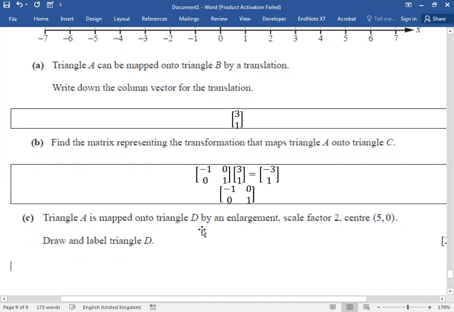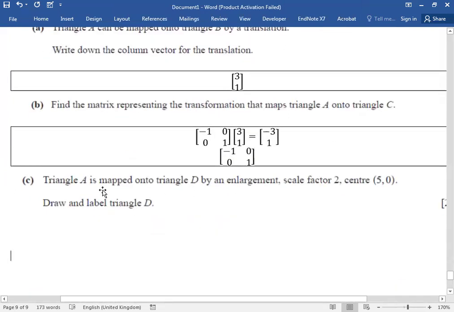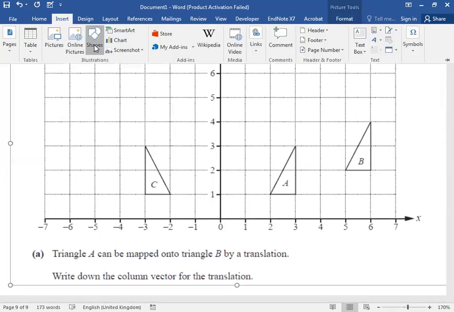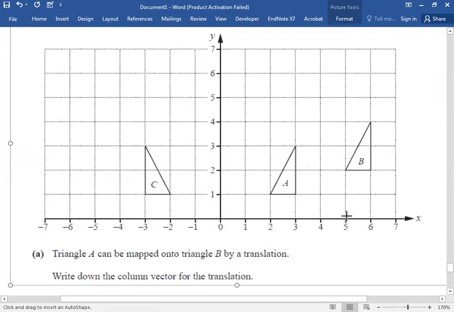The next is, इसमें देख लो बेटा. Enlargement है, scale factor 2 and center is (5, 0). How do we enlarge? Step by step देखना. Which triangle do we need to enlarge? A. (5, 0) is your center. So the first thing that you do is you mark your center. (5, 0) is your center. 5 and 0.